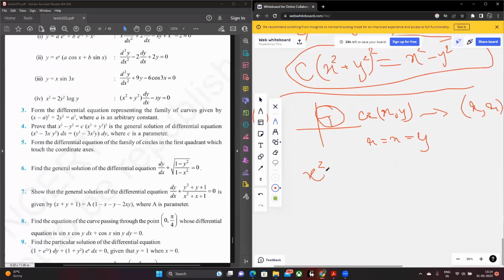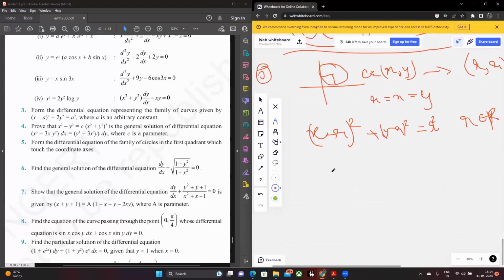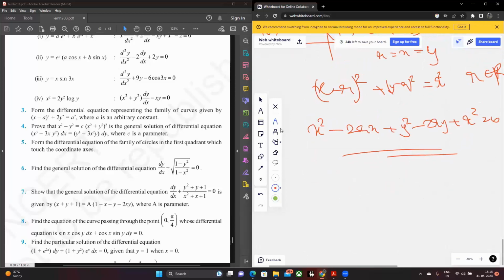The equation of such circles is going to be, wait a minute, this is x minus r the whole square plus y minus r the whole square equaling r square, where r is a real, right? And so just basically expand this, you get x square minus 2rx plus y square minus 2ry plus r square equaling 0, right? That's the equation that you're going to be working with.